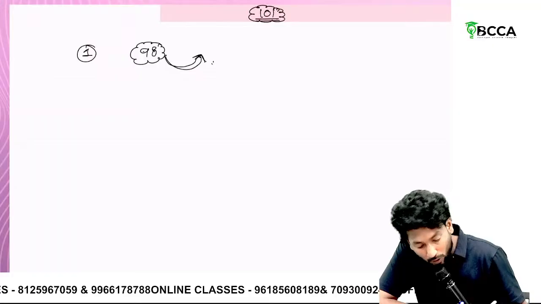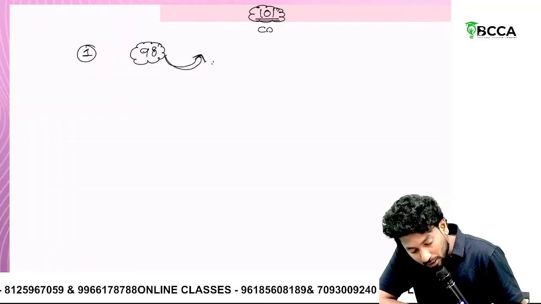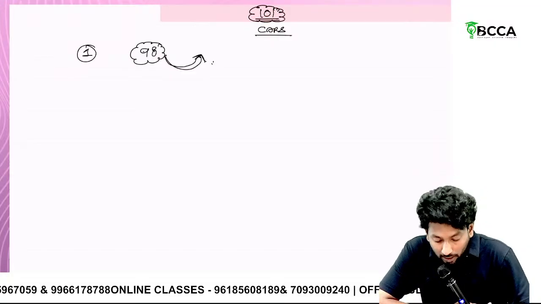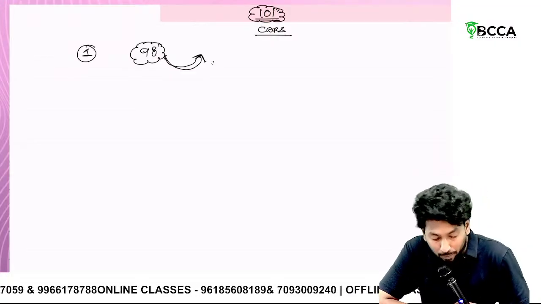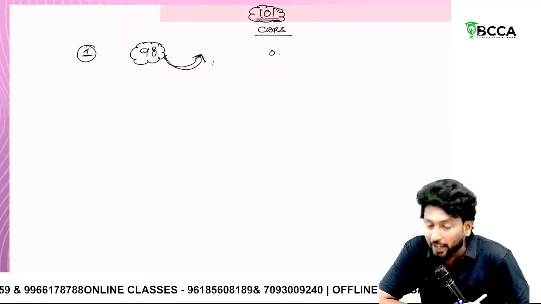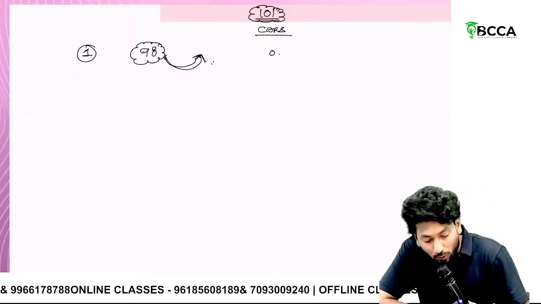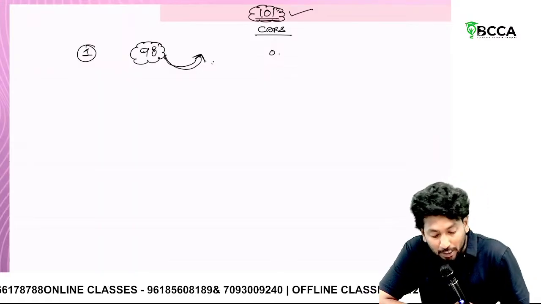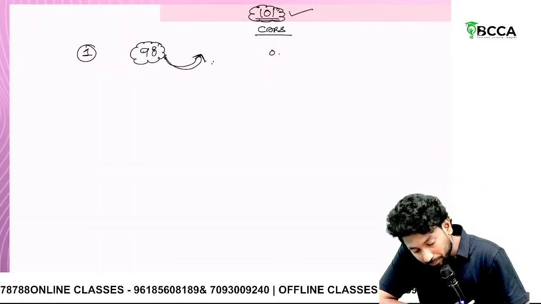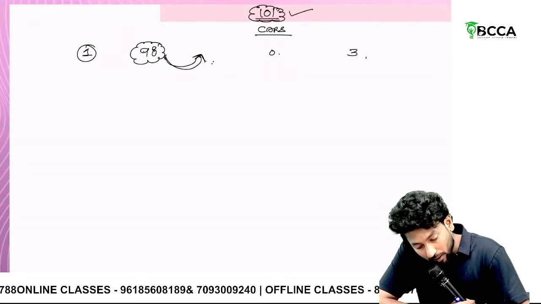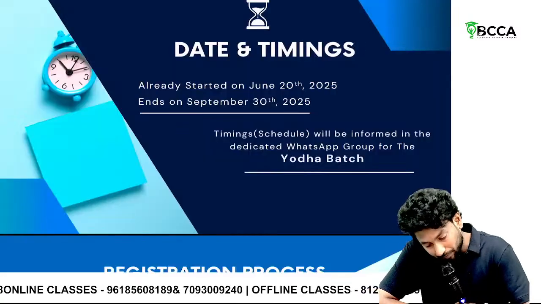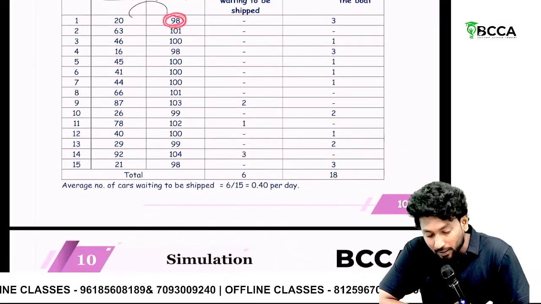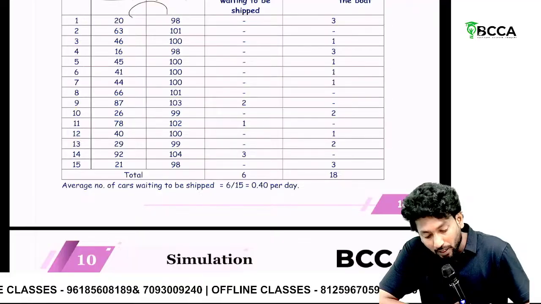Okay, so cars waiting to be shipped, sir. Any cars waiting to be shipped? No, all the cars are kept on the ship. So 0 cars are waiting to be shipped. Any empty space? Yes, total space is 101, but we have filled 98 cars only. That means empty space is 3. So now come to the question, sir. Day 1, production 98, waiting to be shipped 0, empty space 3, sir.